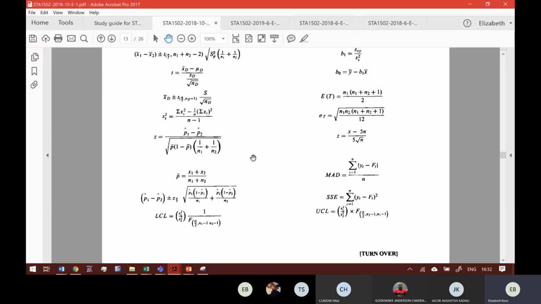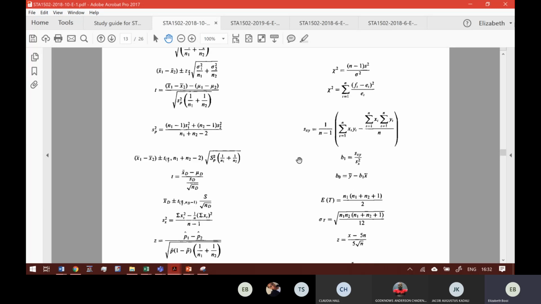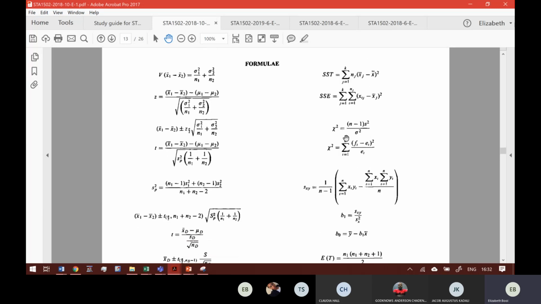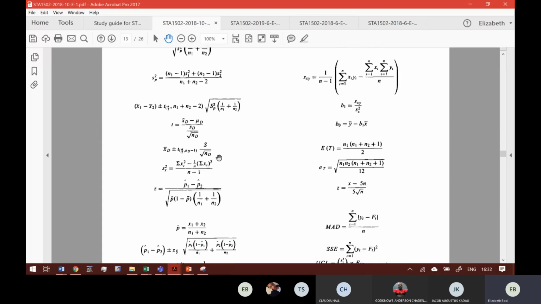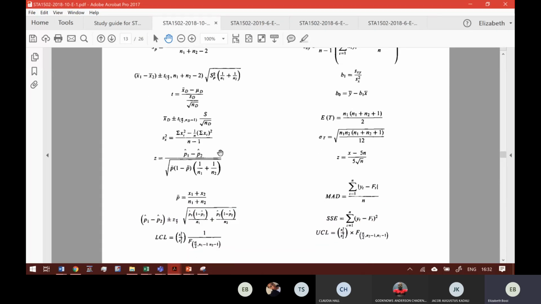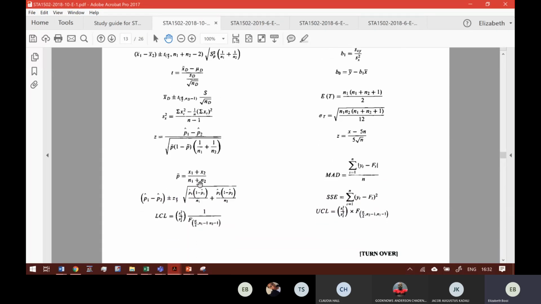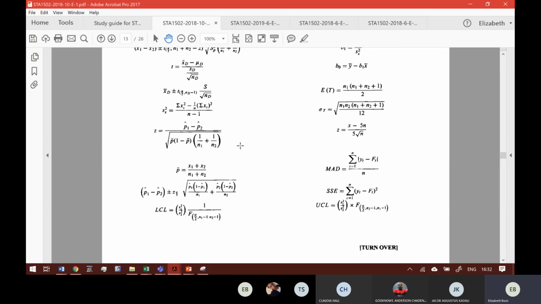They don't give you the formula to calculate the mean. They do give you the formula to calculate the standard deviations and all that, but not for the mean. So you need to know all those other formulas by heart. The pooled estimate, they do give it to you. So you calculate the pooled estimate there and you go find that.